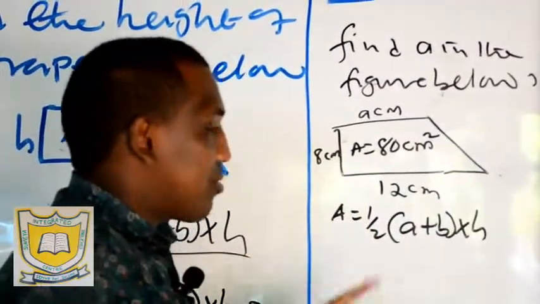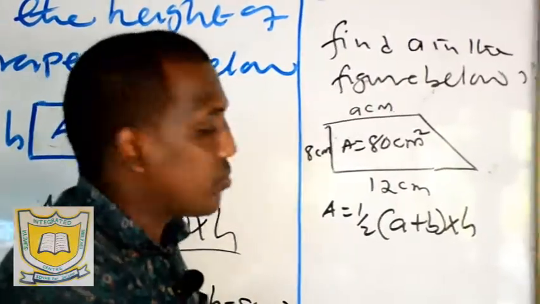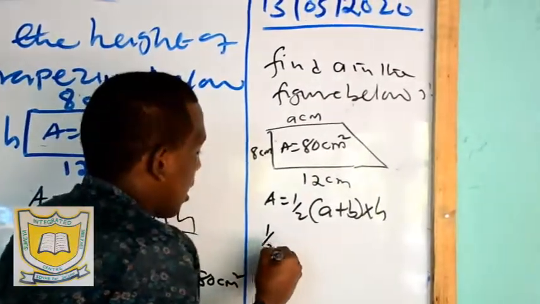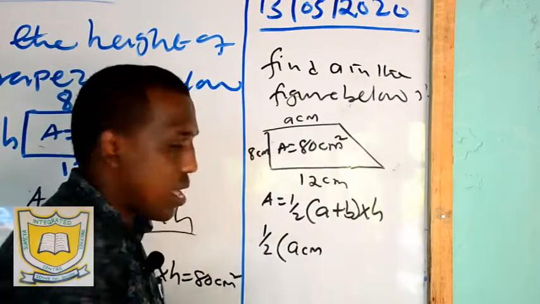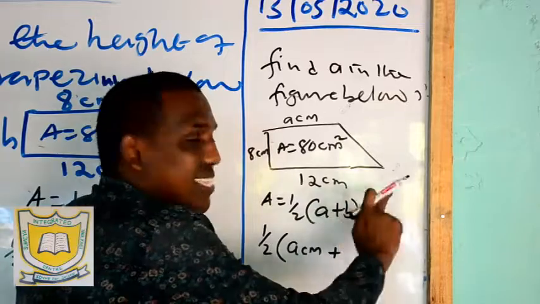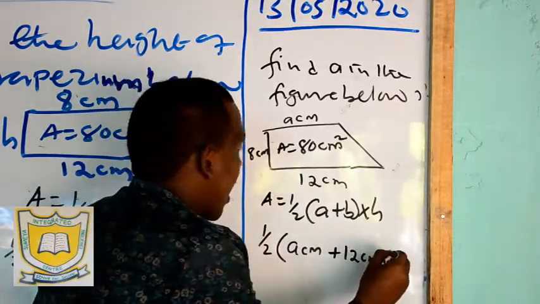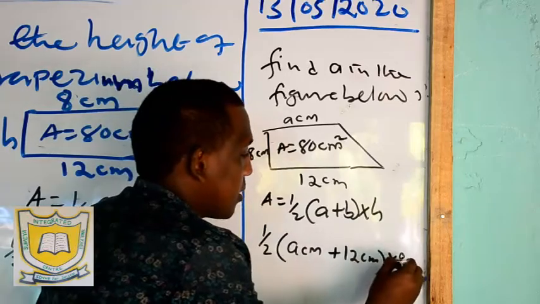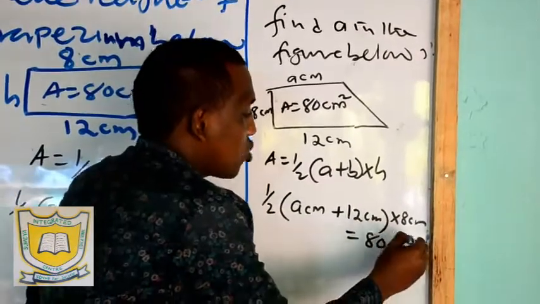That's how we get the area of a trapezium. So we use the formula to get A, the way we did when we were looking for the value of height. So a half into bracket A centimeter, we don't know, plus B, the baseline is 12 centimeter, into bracket times height is 8 centimeter, is equal to 80 centimeter squared.